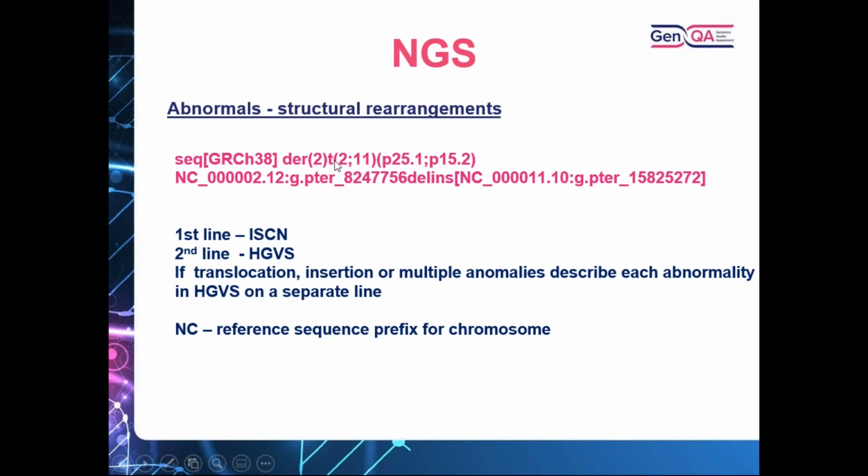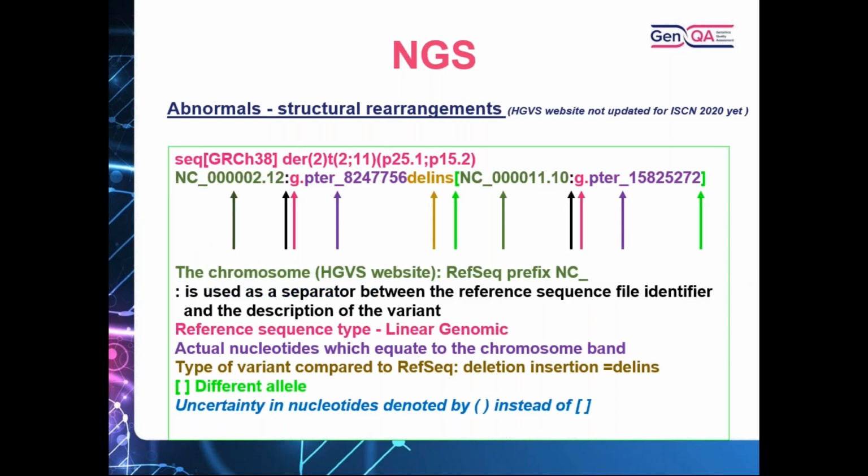If you had a translocation, so you didn't have the derivative, it was just t(2;11), you would have another line with NC, which would be describing what's happening on chromosome 11. This is a derivative, so there's only one line. And NC is the prefix used for chromosomes. And if you go to the HGVS website, you can find all the prefixes, but from a cytogenomic point of view, you're usually going to use NC.